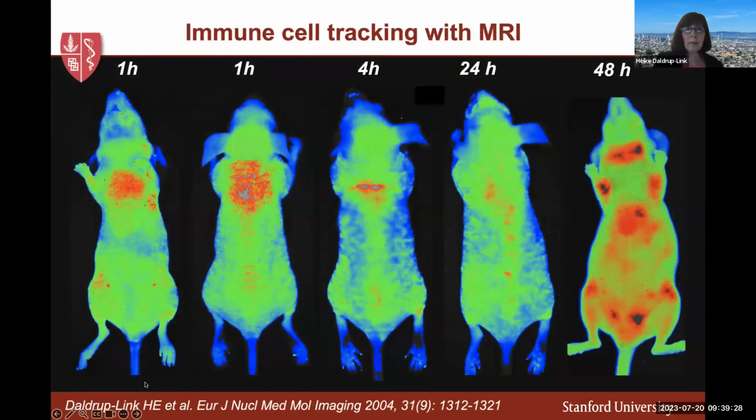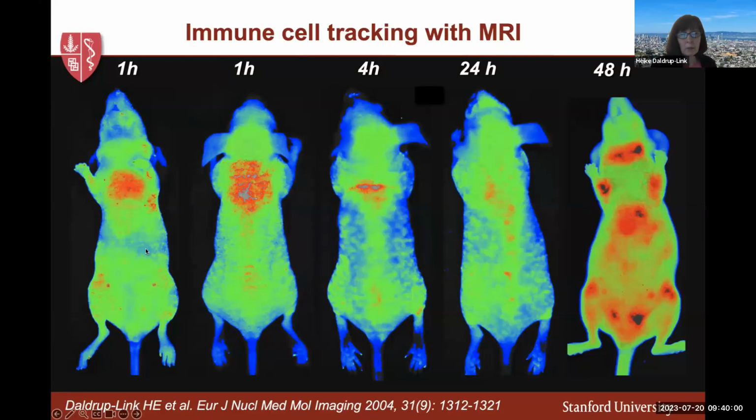So in the last few minutes, I also want to talk about immune cell tracking with MRI. And I want to start with a study that I did a long time ago when I was still in Europe. This was a mouse study where we injected fluorescent labeled hematopoietic cells intravenously into mice for a bone marrow transplantation model.